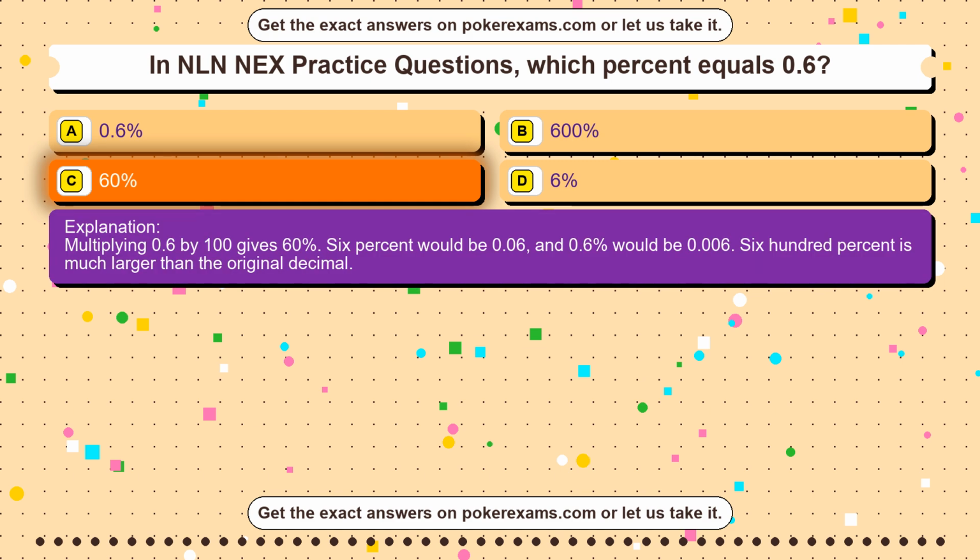Multiplying 0.6 by 100 gives 60%. 6% would be 0.06, and 0.6% would be 0.006. 600% is much larger than the original decimal.